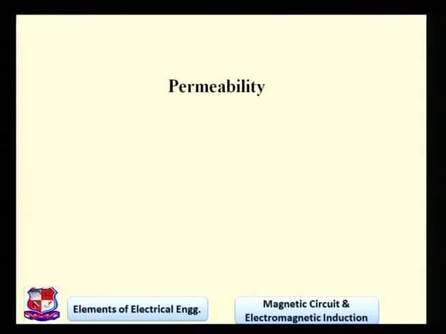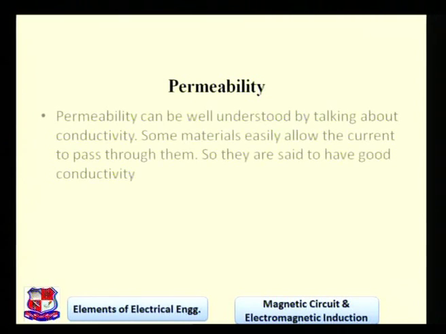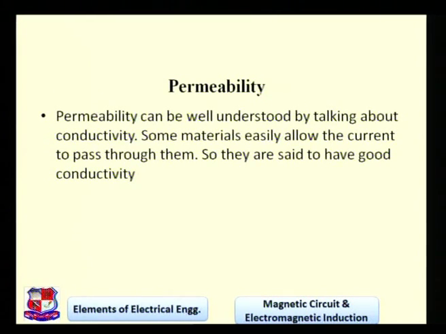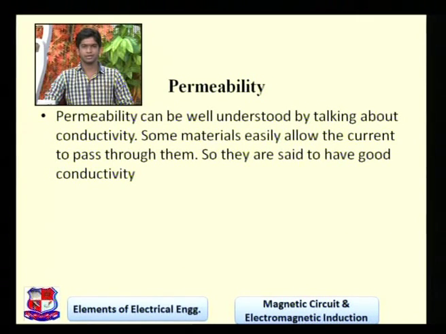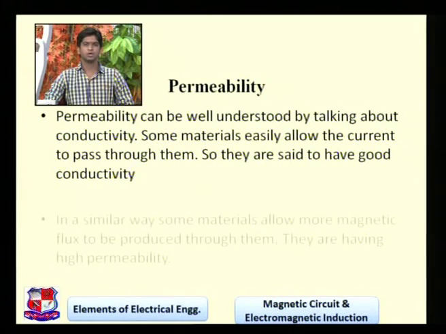Now what is permeability? We saw in Coulomb's law that F is proportional to m1 m2 by d square, where we put the constant k equal to 1 by 4 pi mu 0 into mu r. So now we can have permeability. Friends, we have seen that a conductor like aluminium can pass current very easily because it has great permittivity, or we can say great conductivity, therefore it is a conductor. So in a magnetic field, permeability is that thing which easily allows more magnetic flux to be produced.